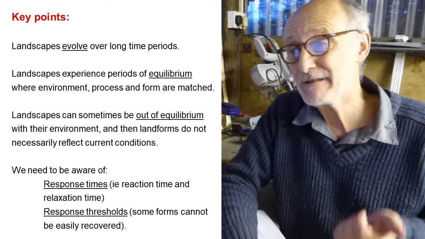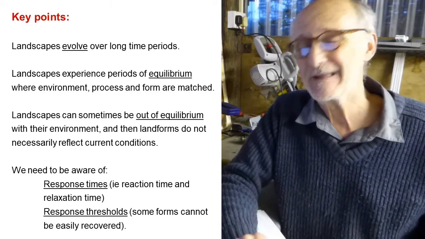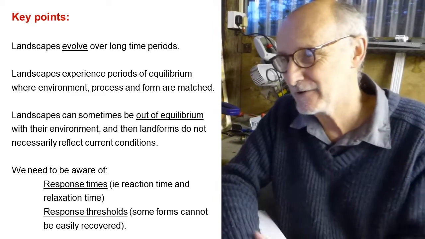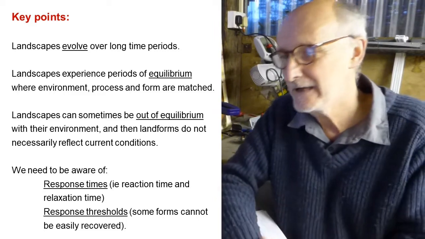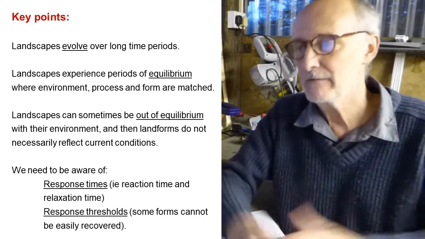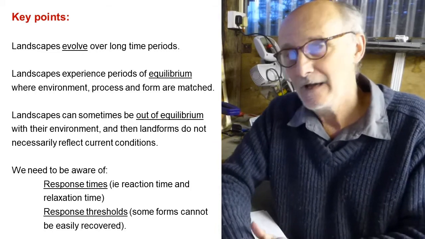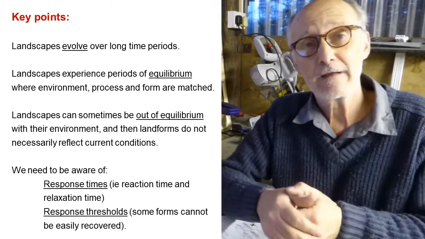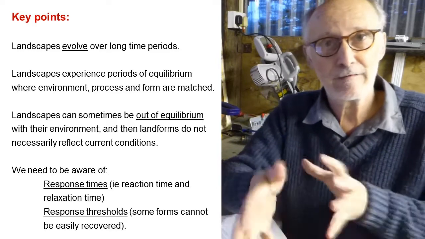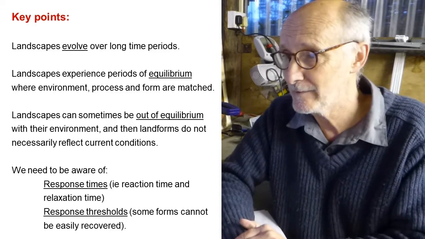First of all, landscapes evolve over long time periods. Not evolution in the same sense as biological evolution, but evolve is a term that we use. They change gradually over the course of long time periods. And they do that partly in response to changes in the environment, and partly in response to these equilibrium situations that we've been talking about.